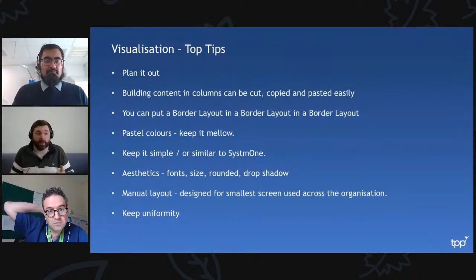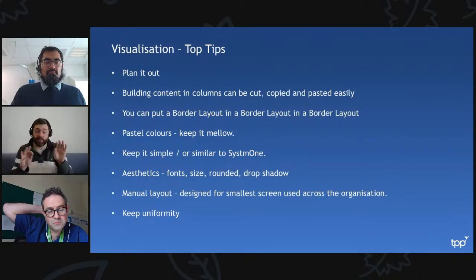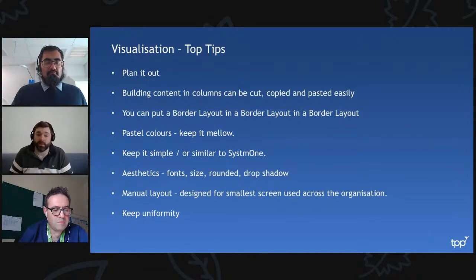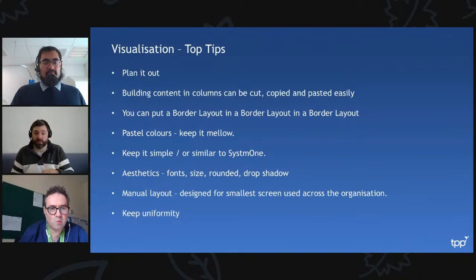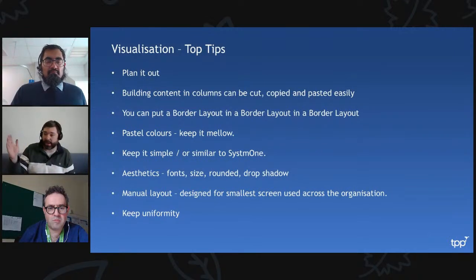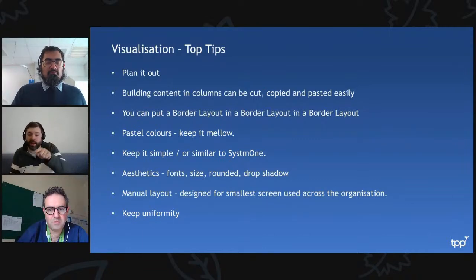First thing, definitely plan it out. There are lots of different components that can be laid on a screen. I get a big piece of paper and start jotting down what I want and how I want it to look. Building the content in columns is quite useful because you can cut and copy and paste things. I haven't shown you that feature, but you can right-click and copy a component, then click paste on the palette on the right-hand side and paste it wherever you want it to go. I mentioned at the beginning, if you add a border layout from the palette on the right-hand side, you can then put a border layout in a border layout in a border layout.